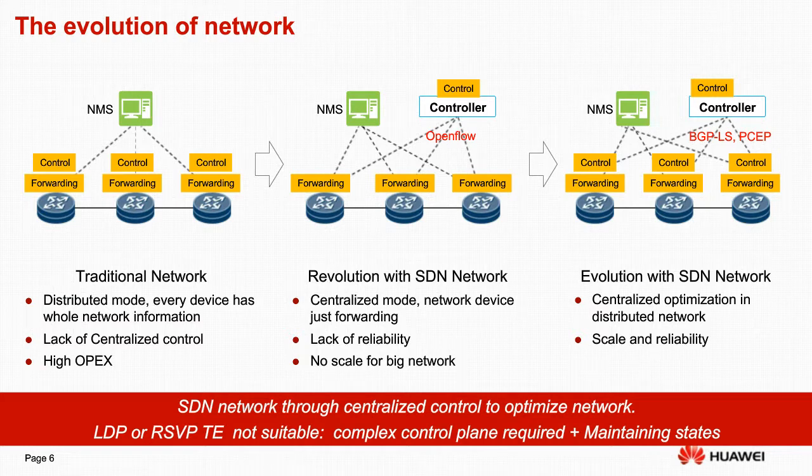So based on this question, the controller keeps evolving. The controller is changed to a new role. Some control functions go back to the forwarding device, and the controller looks like it still provides some automation, like optimization and fault recovery. So at this time, the controller's role is to optimize the network, not to control the whole network. In the traditional network, LDP and RSVP are deployed, but at this time, it looks like these two kinds of protocols are not so good for the network.